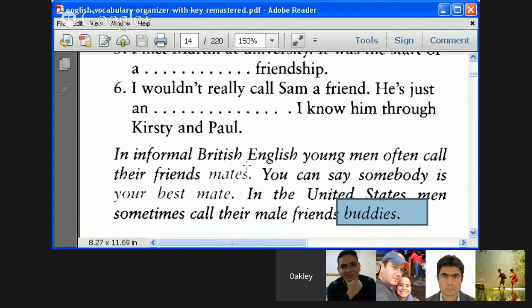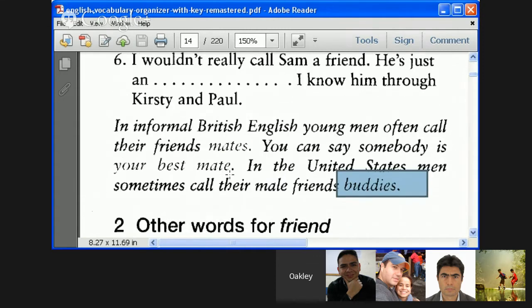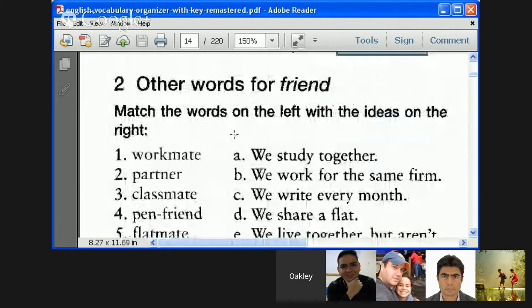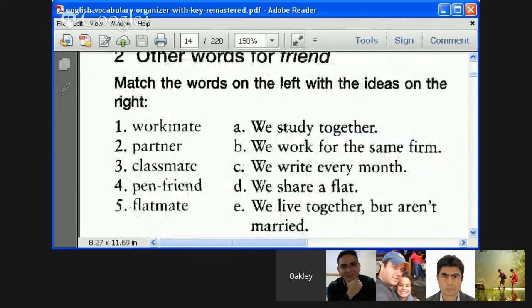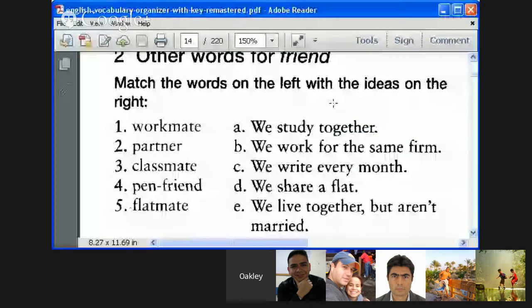Anyway, okay. Other words for friend or people that you associate with a lot. We're going to do a little mix and match now. Matching the word on the left with the idea on the right, kind of the definition.